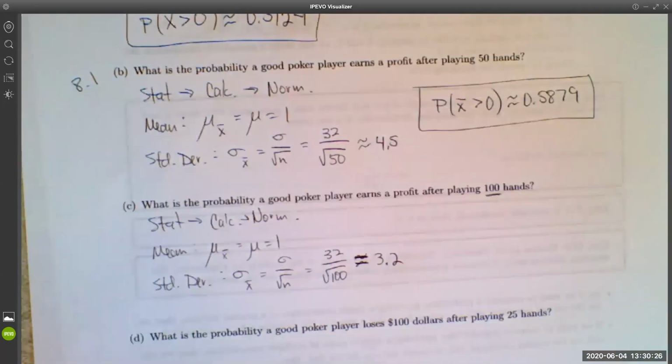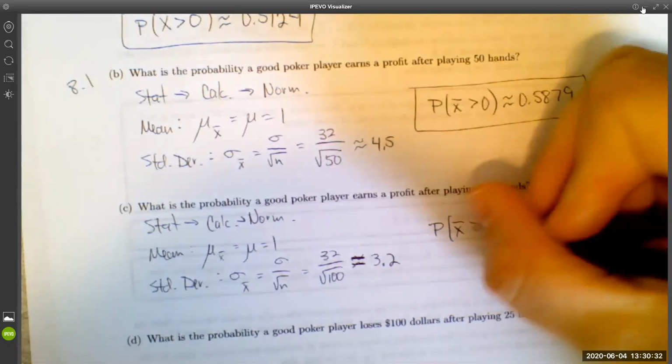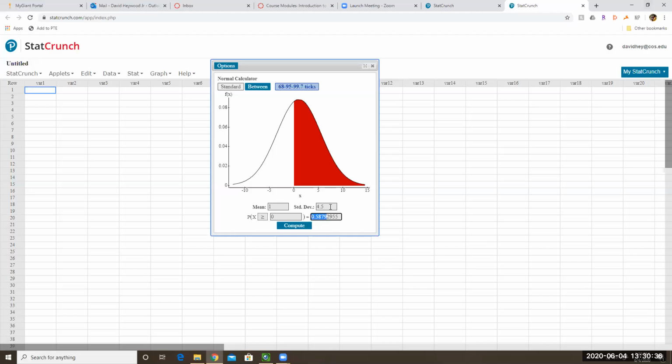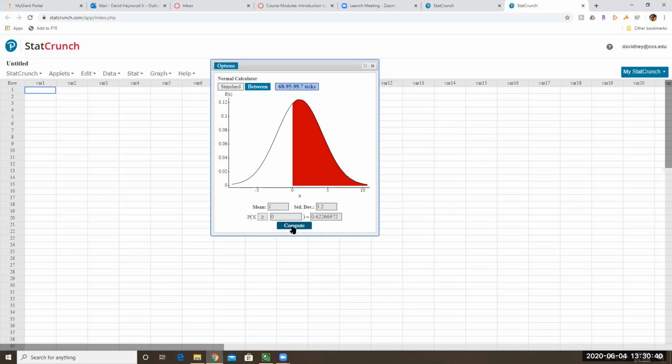Okay, let's see what we get. Oh, we're still looking for the same thing though. Probability x bar is greater than 0. Let's see what we get. Okay, so another increase, right? Of course, makes sense, right? After 100 hands, we definitely start to suspect they're going to be ahead. So that's 0.6226. Oh no, 0.6227.